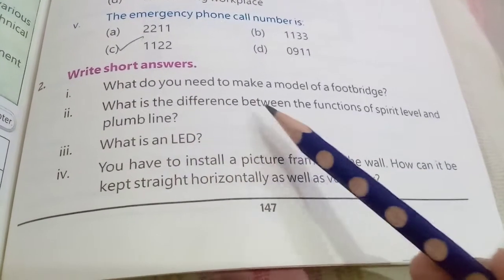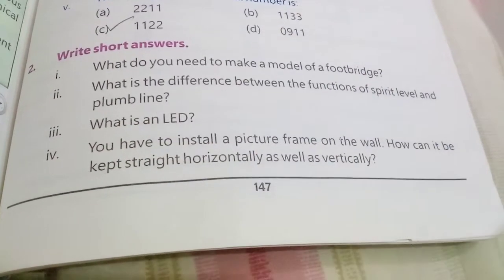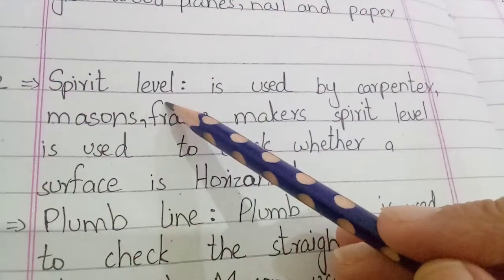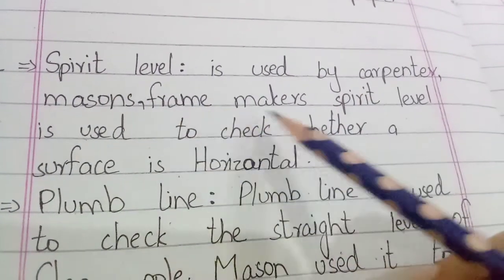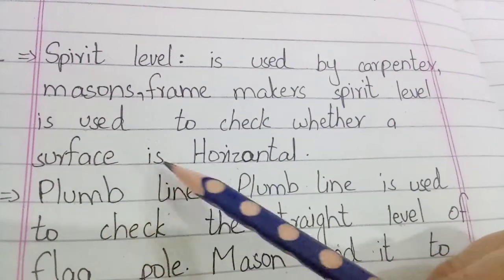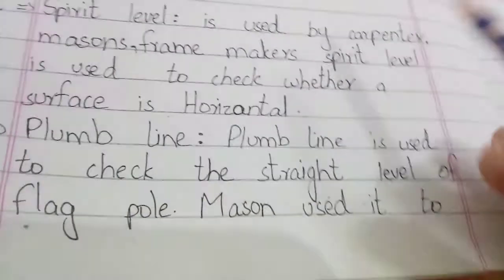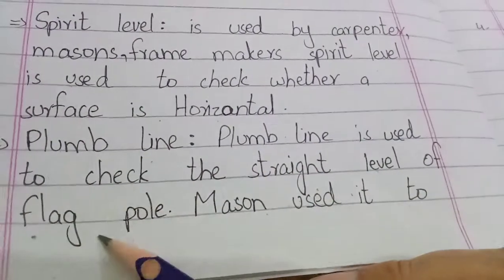What is the difference between the functions of spirit level and plumb line? Spirit level is used by carpenters, masons, frame makers. Spirit level is used to check whether a surface is horizontal. Plumb line is used to check the straight level of a flagpole.